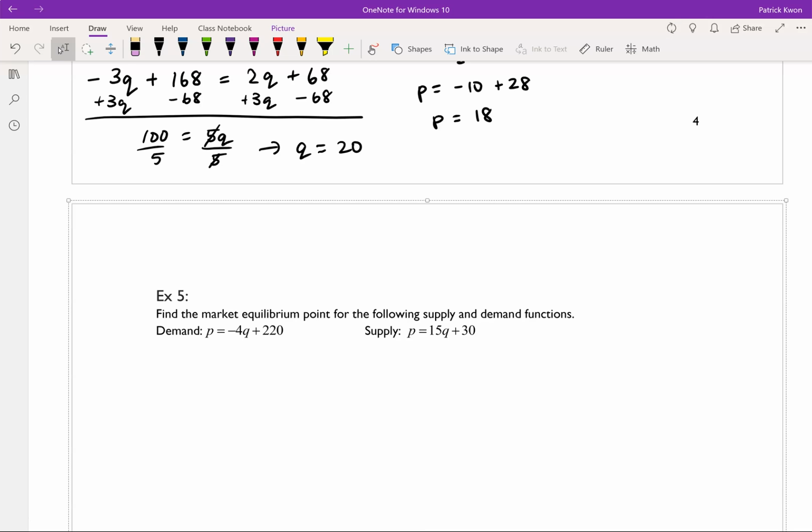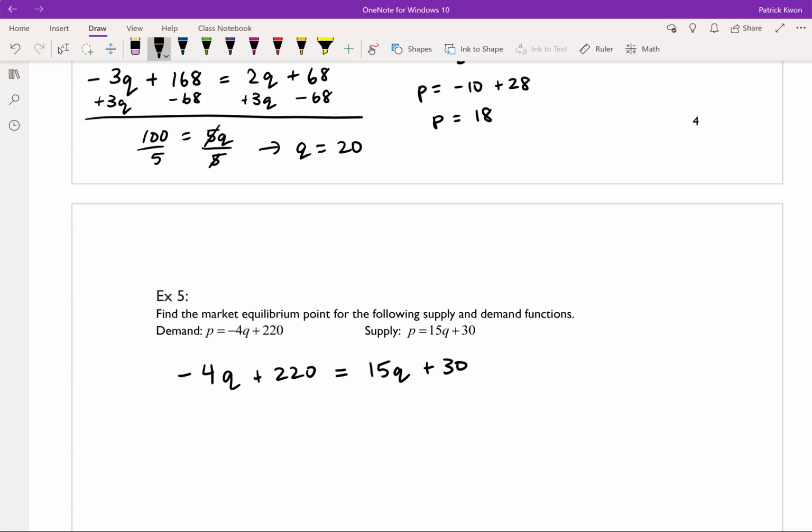Let's talk about example 5. This one's nice. It's again asking us to find the market equilibrium point, but here our supply and demand equations are already solved for P, and so I can just set them equal to each other, which is very nice because Mr. Kwan likes it when things are very nice.